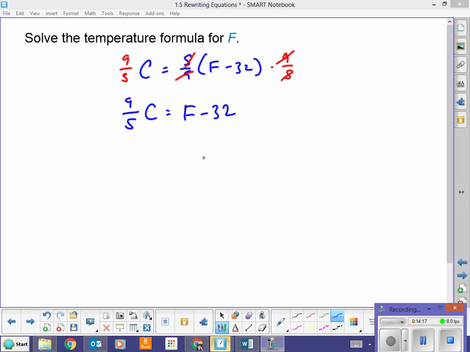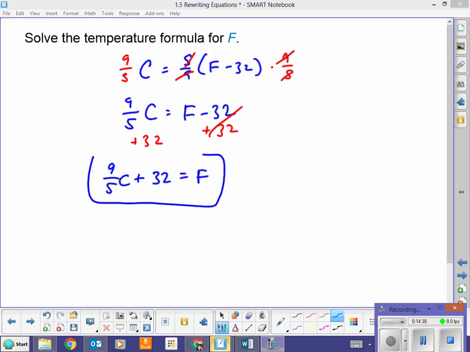And now what do I have to do? Add 32 to both sides. Remember, I'm trying to isolate the F. So I get 9/5 C plus 32 is equal to F. And that is my rewritten formula for Fahrenheit. It was in Celsius, now it's in Fahrenheit.